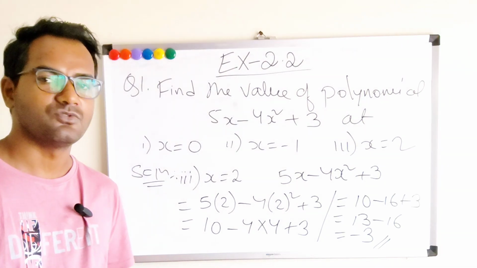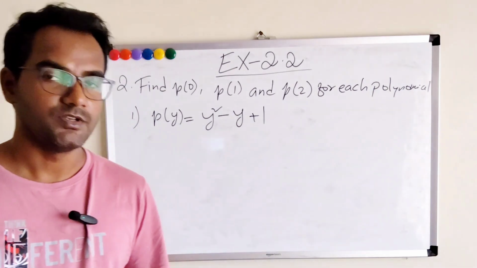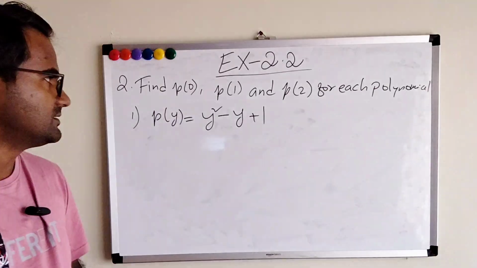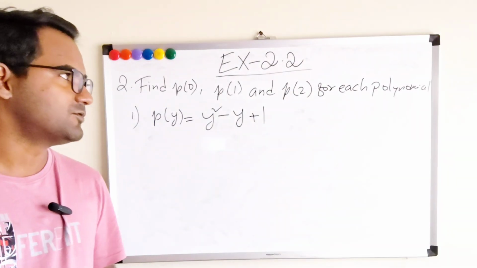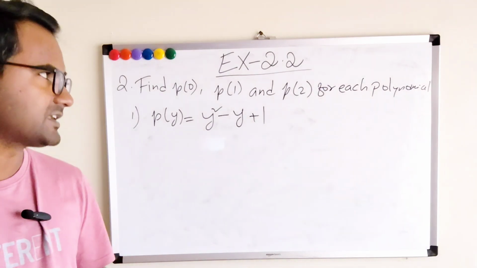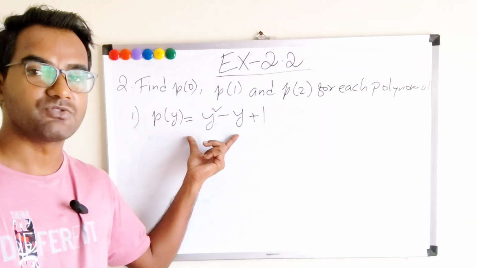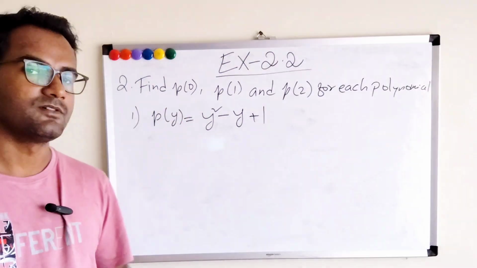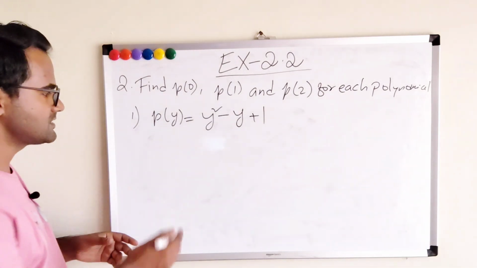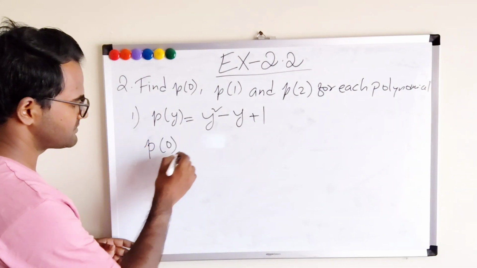Now let's continue with question number 2, number 1. Here what they are asking us to do is find p of 0, p of 1 and p of 2 for each of the given polynomials. So how are we going to do that? We have to solve this particular problem 3 times: one time p of 0, one time p of 1 and one time p of 2. We will do it like this. First of all, let us do it as p of 0.